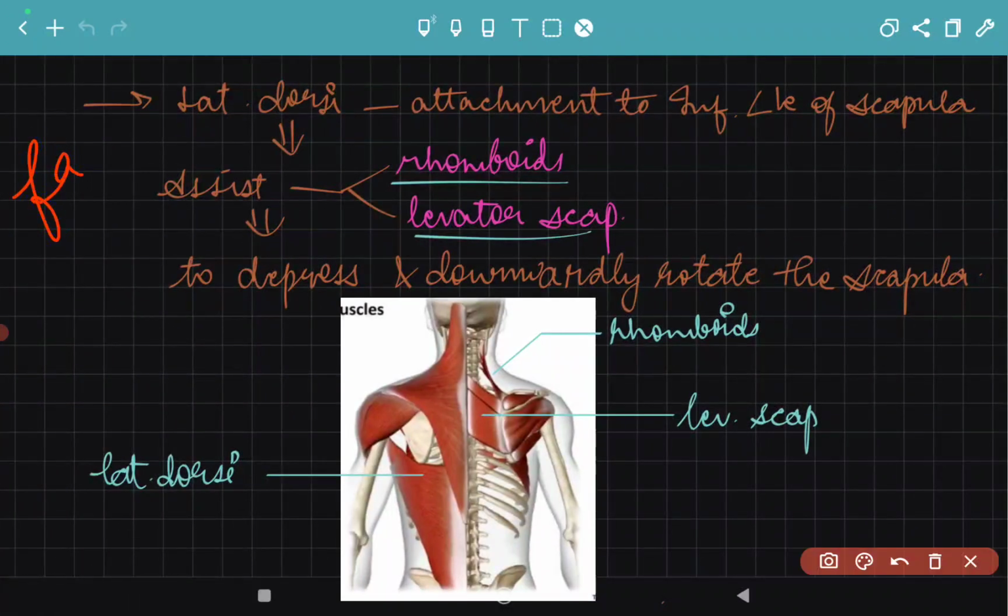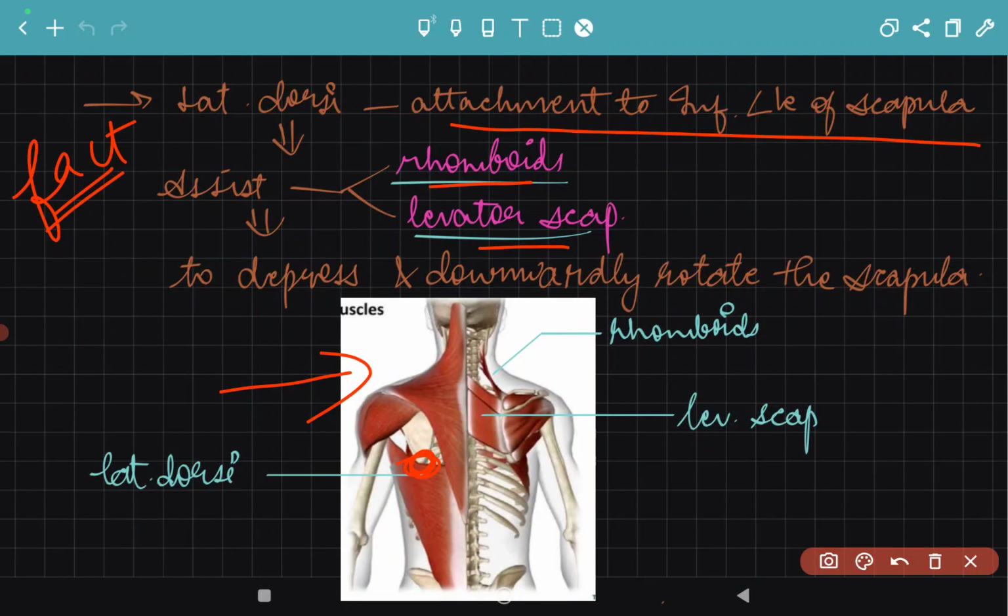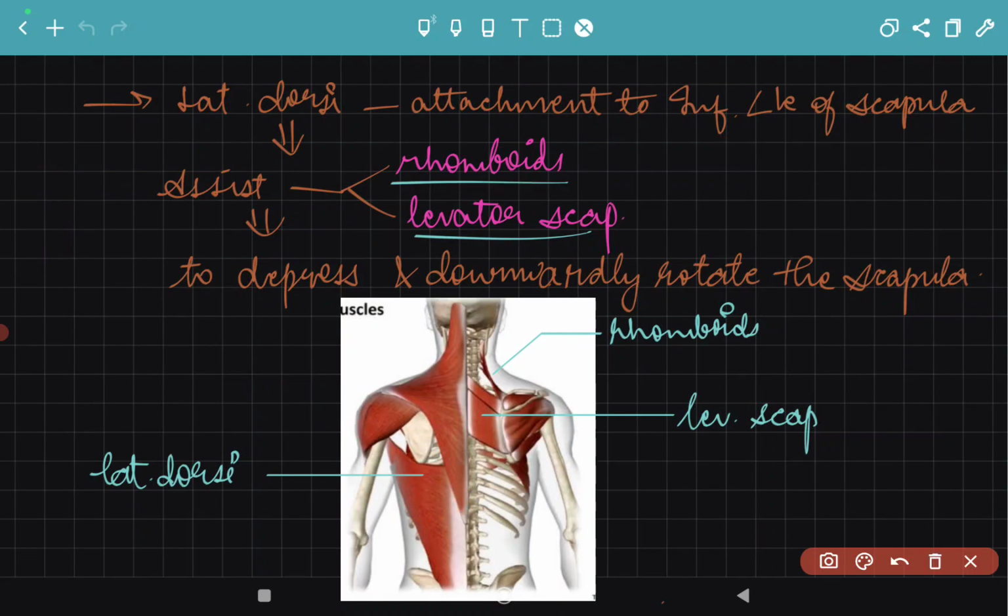One more fact about latissimus dorsi, as it has its attachment to the inferior angle of scapula, can be appreciated in this diagram, and we already know it has its origin at the inferior angle of scapula. So it will assist the rhomboid as well as levator scapulae to depress, as the latissimus dorsi has its action to depress the scapula, as well as downwardly rotate it. So it will help rhomboid and levator scapulae to depress as well as downwardly rotate the scapula.